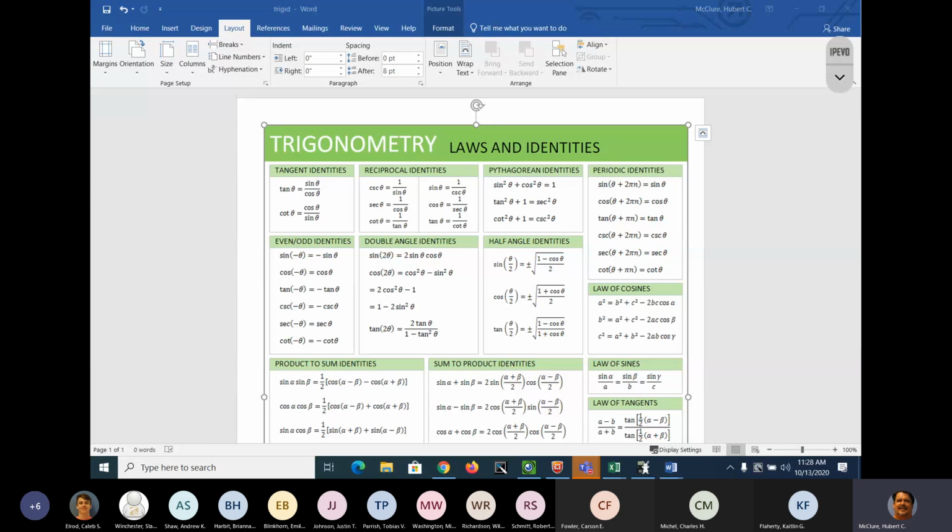What the heck is that? Hold on a minute, there's something else here. What is that? I don't know what that other picture is.